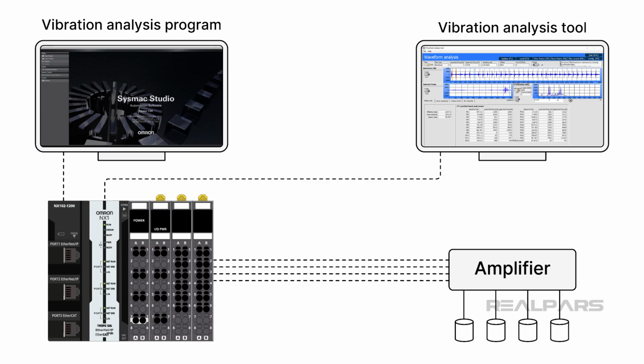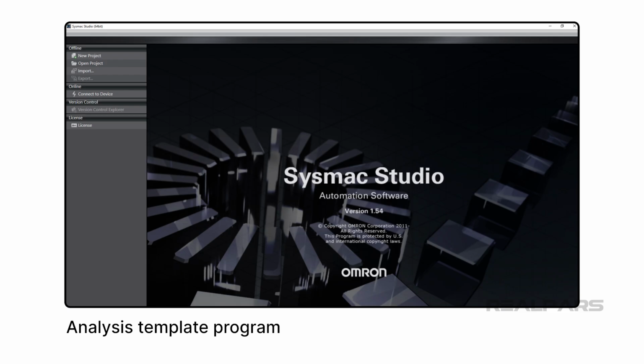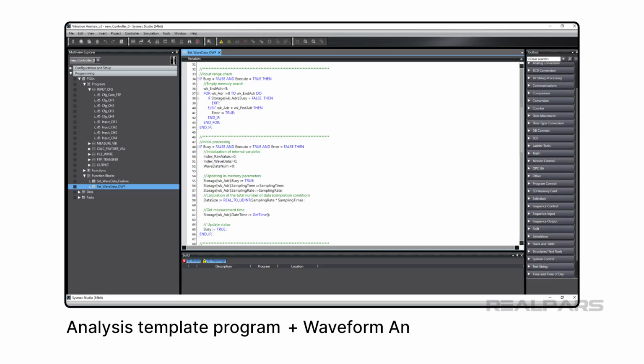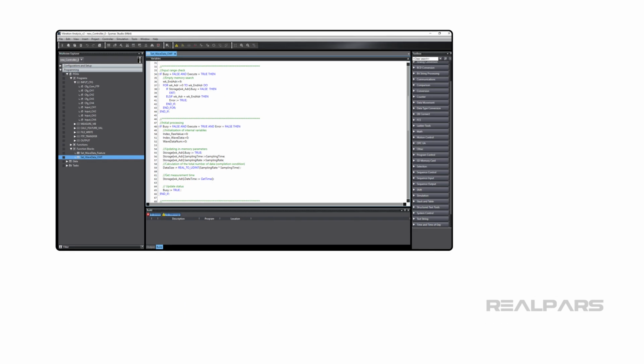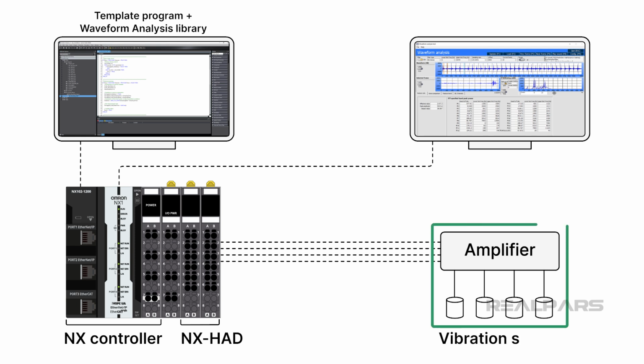Let's look at the overall architecture of the vibration analysis solution. Sysmac Studio is the host for the vibration analysis template program, which contains the waveform analysis library function blocks. An Omron NX controller is the host for the Sysmac Studio program. Connected alongside the controller is the high-speed, high-resolution NX-HAD analog input unit. The actual vibration sensor is an accelerometer, producing very low piezoelectric charges, requiring an amplifier to amplify these weak signals and convert them into a proportional voltage signal fed to channels of the NX-HAD high-speed analog input unit.